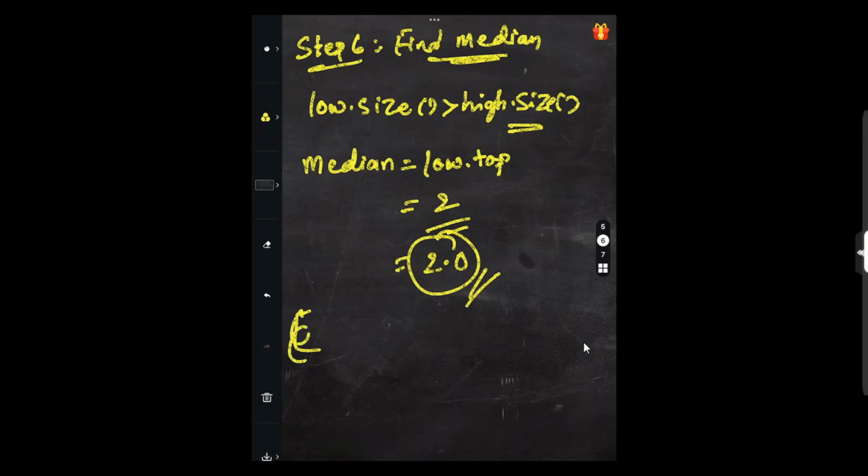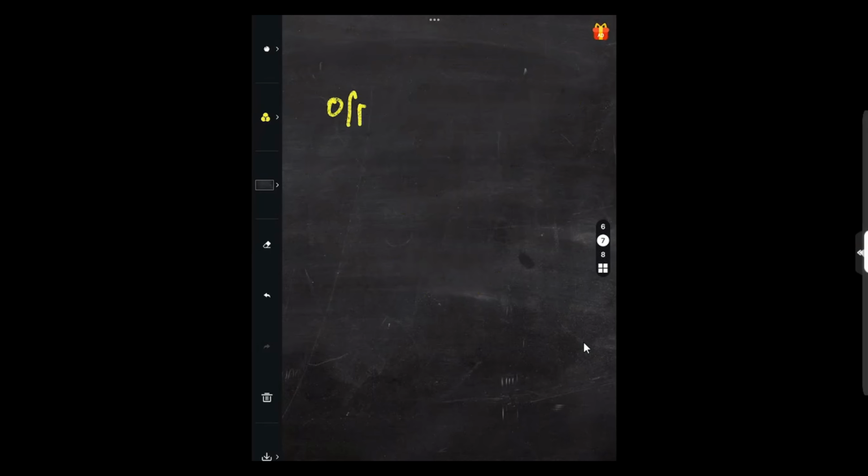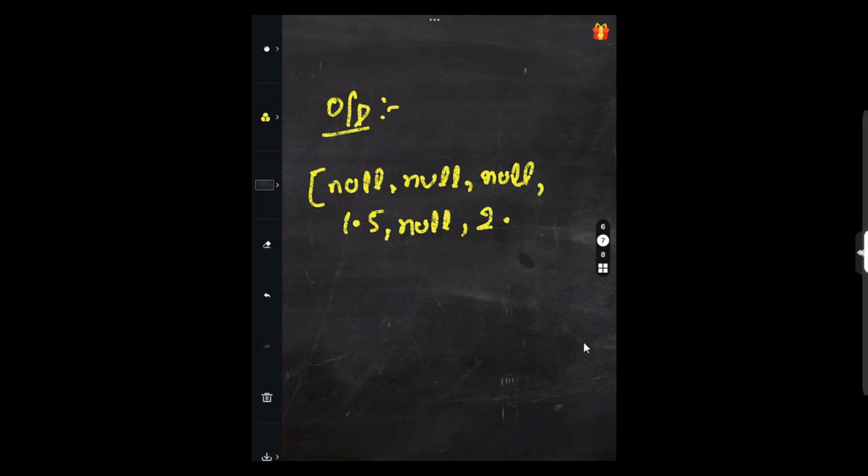So here, let me go to the next page. Output here is null, null, null, 1.5, null, and finally 2.0. This is what they have shown in the example as well as output. So the approach works absolutely fine if you are making use of min and max priority queue for this problem. Let's quickly discuss the edge cases one by one and then finally write the code.